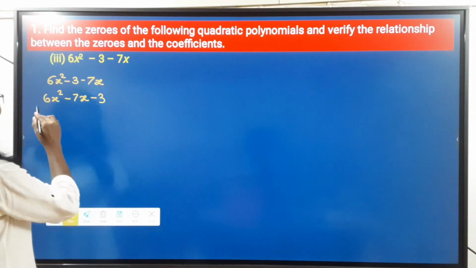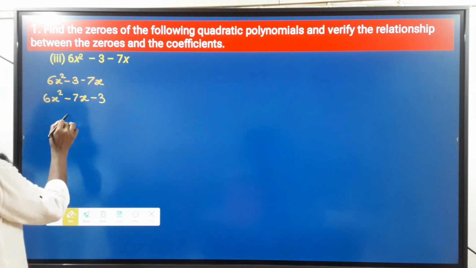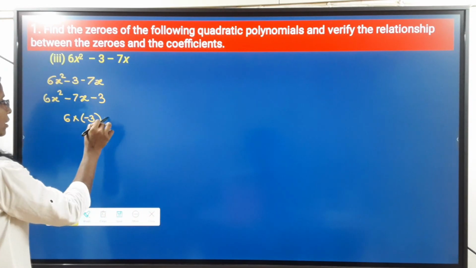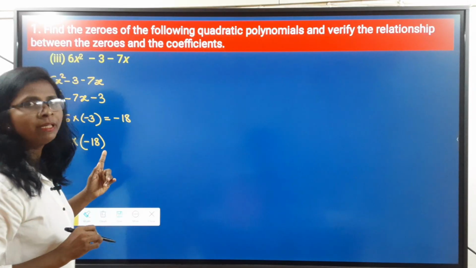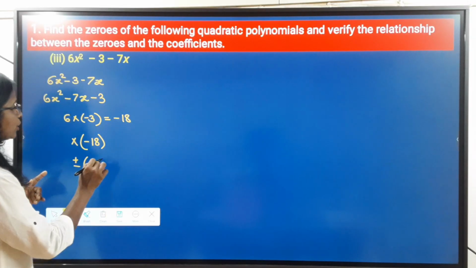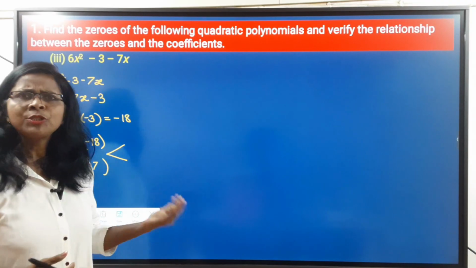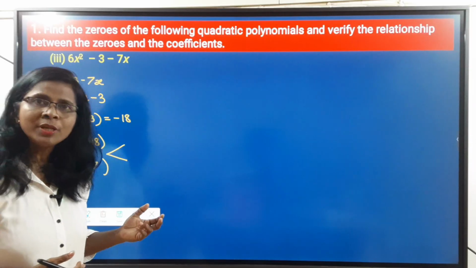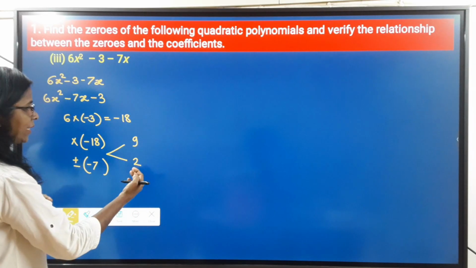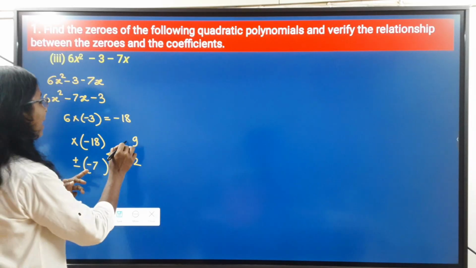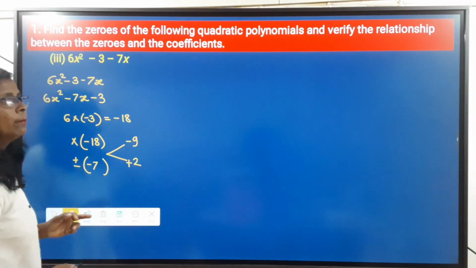Then here, students, we want two numbers such that their product will be minus 18, and their addition or subtraction would be minus 7. So which numbers fulfill these two conditions? The two numbers are 9 2s are 18, and taking the proper sign, that is minus 9 and positive 2. So the product will be minus 18 and the addition will be minus 7.